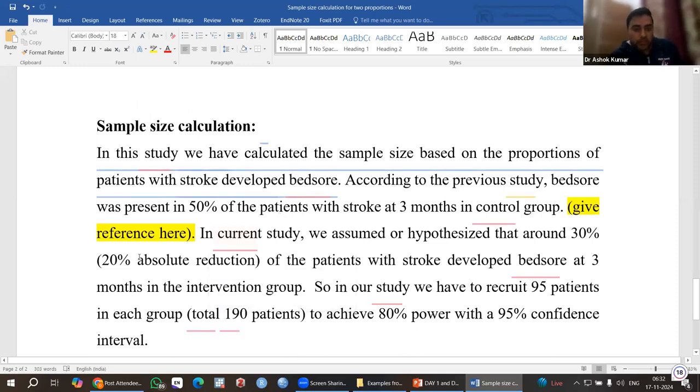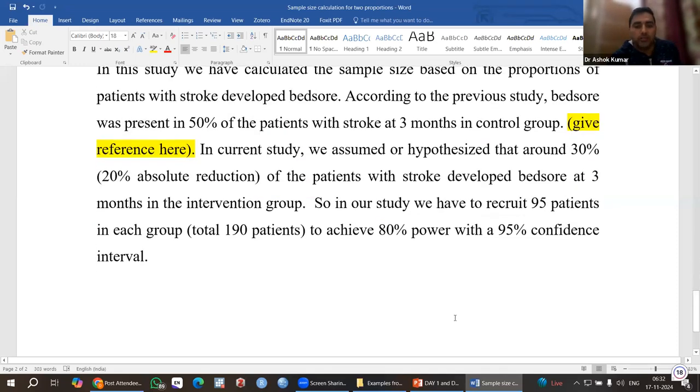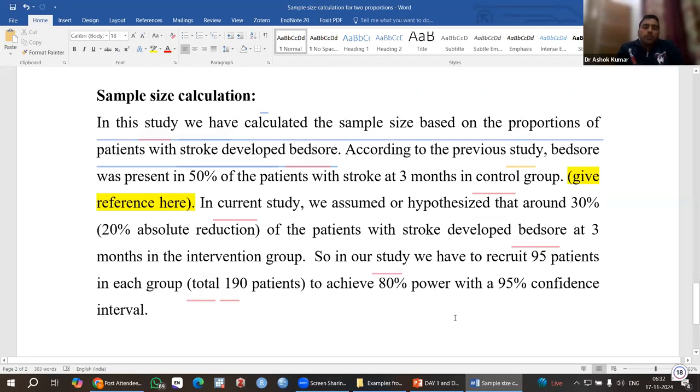So we can write according to this: in the current study, we assumed or hypothesized around a 30% versus 50%, or 20% absolute reduction, in patients with stroke developing bed sore at 3 months in the intervention group. So in our study, we have to recruit 95 patients in each group, a total of 190 patients, to achieve 80% power of study with a 95% confidence interval. You can think about your research. If you have this type of RCT with 2 groups, you can do this.